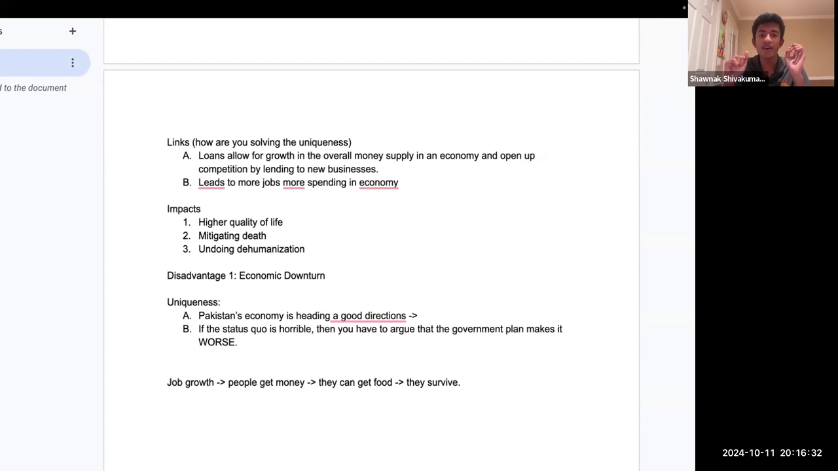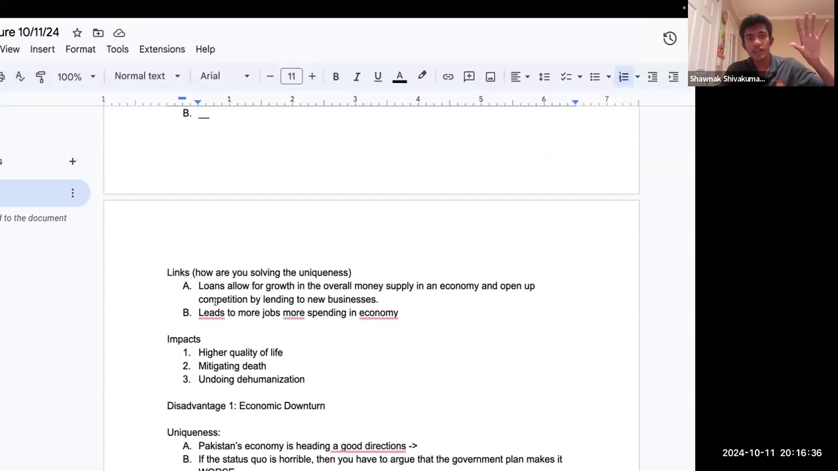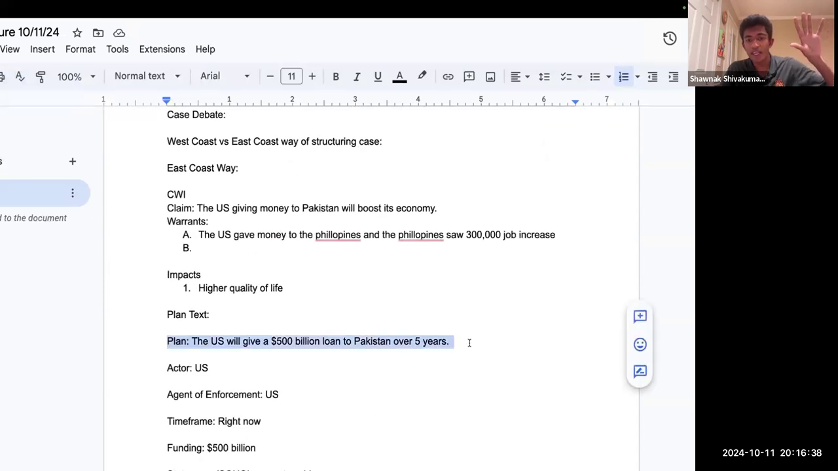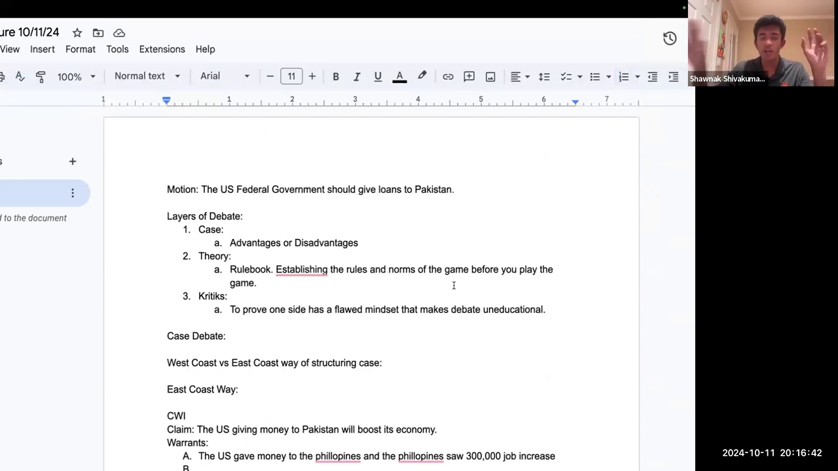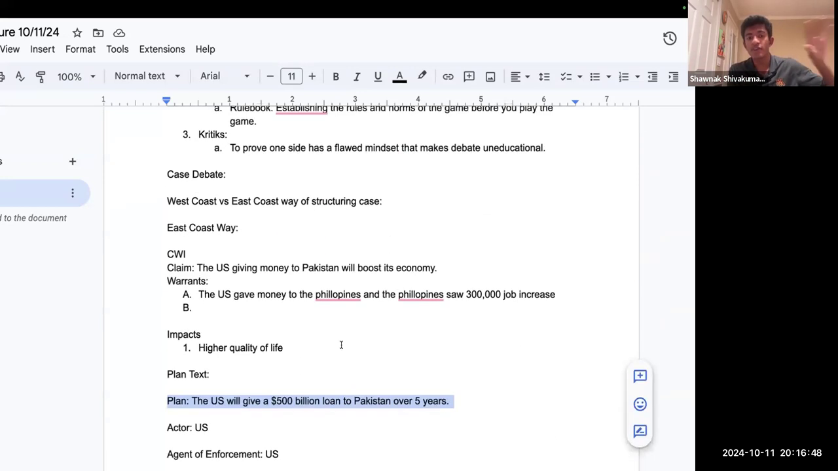You have to argue that because you're defending, like, the side government or the affirmative is defending this plan. It's defending a world with this plan. Side negative is arguing the current world. It's arguing the status quo. So ultimately, the status quo may be really, really bad, but if it's better than the other world of giving $500 billion, then you win the round.